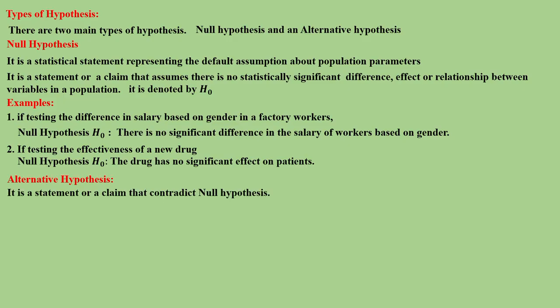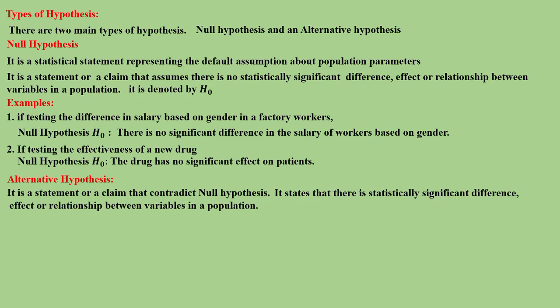The alternate hypothesis is just the opposite of the null hypothesis. It contradicts the null hypothesis. Suppose in the null hypothesis there is no significant difference, here there is a significant difference. It is denoted by H1 or HA, the alternate hypothesis. The null hypothesis has 0, so they put H0. For the alternate hypothesis, sometimes they put HA or H1.